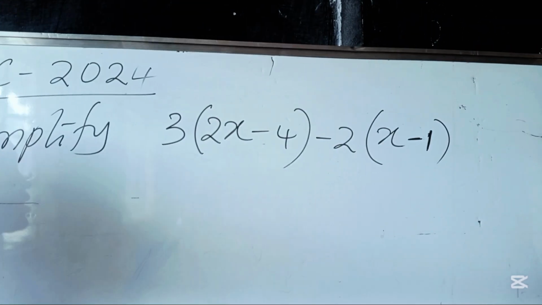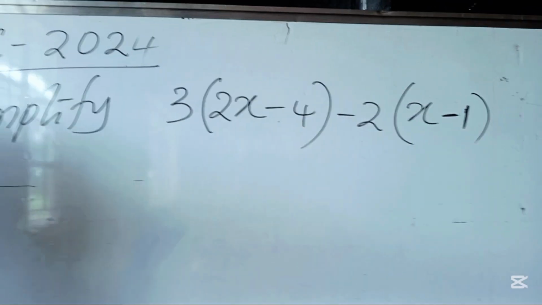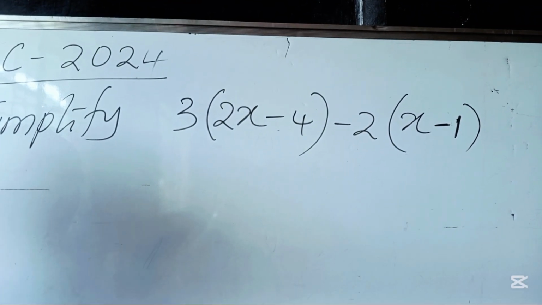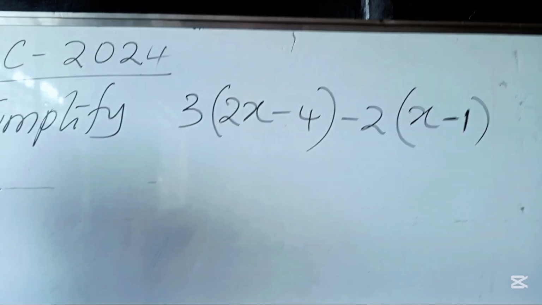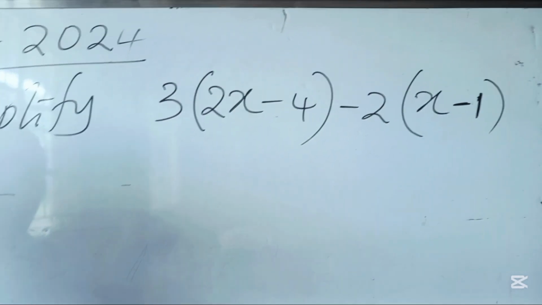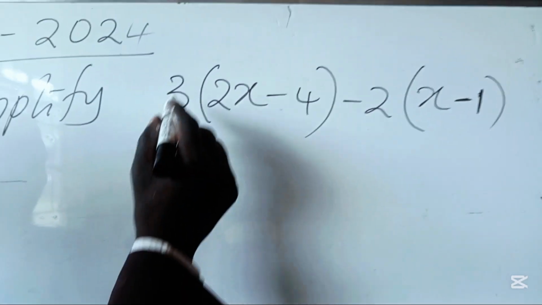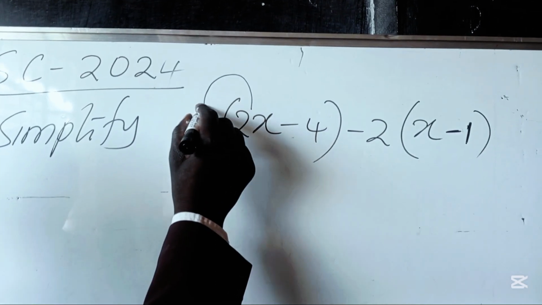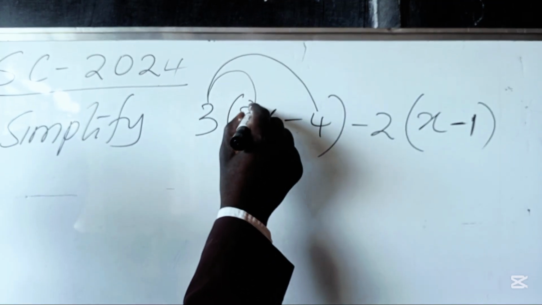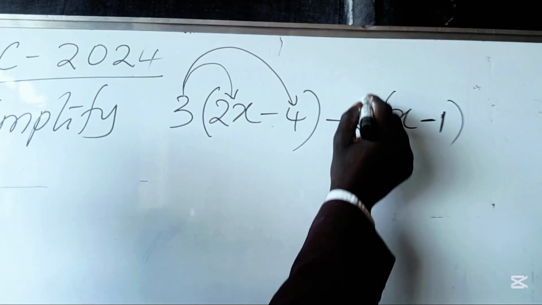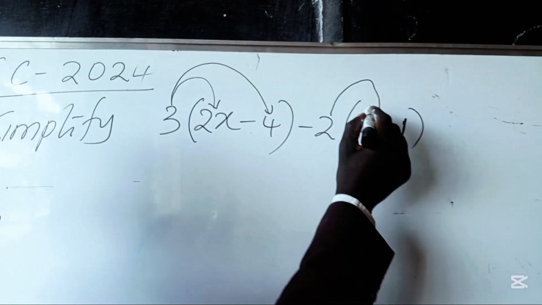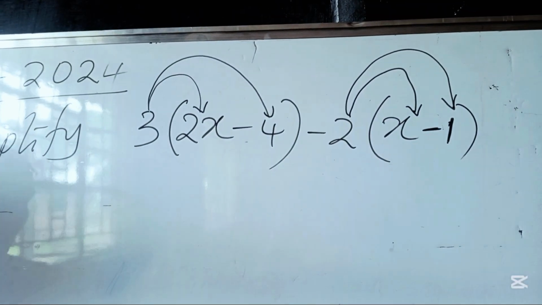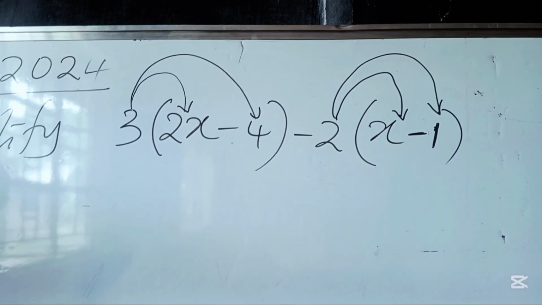Number one, when they say simplify, you shouldn't have to include brackets. Your final answer should not have brackets. When you introduce the brackets, it means factorize. So here you have to remove the brackets. How do you remove the brackets? This scalar, the number outside the bracket, should multiply everything inside the bracket. That is the way we should tackle this question.